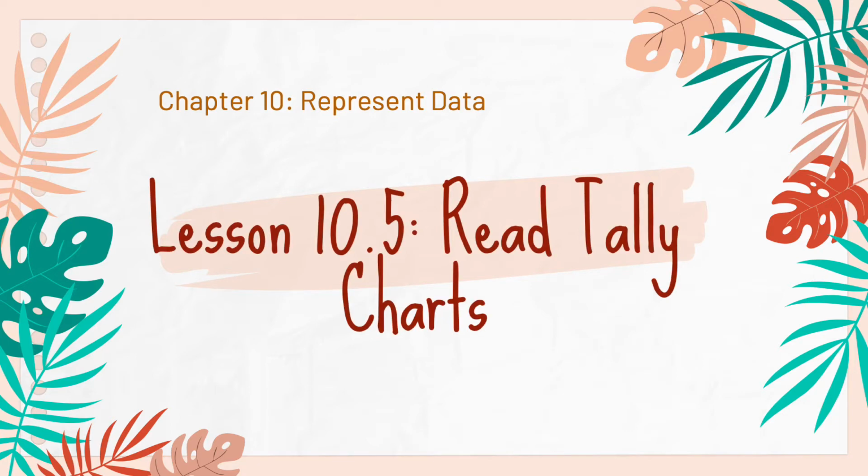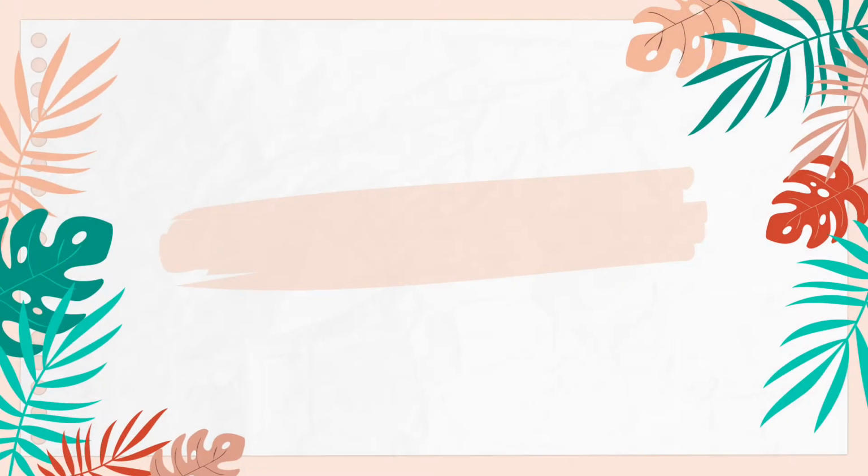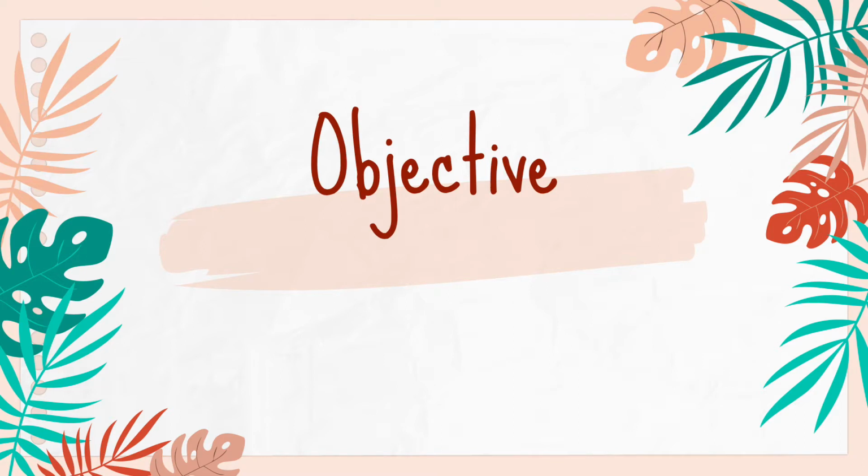We are going to continue with chapter 10, which is represent data, and we are starting lesson 10.5, which is read tally chart. The pages that we are going to cover start from page 599 till page 603. Let's look at the objective of our lesson. It is to analyze and compare data shown in a tally chart.